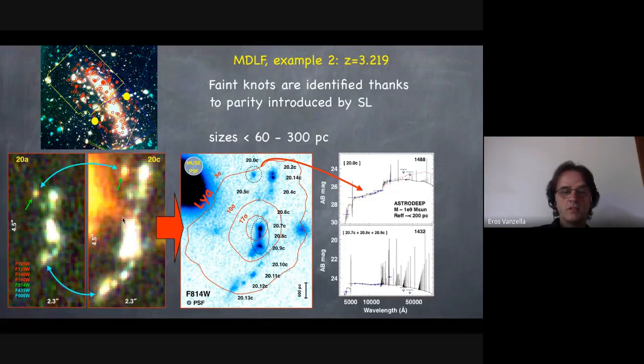This is the same image in the F814, and this is Lyman alpha from MUSE. And here is the knot, the red knot, and in fact, from the SED fitting, you see that this is redder than the rest. This is the SED fitting here, just to show you what I was saying before.